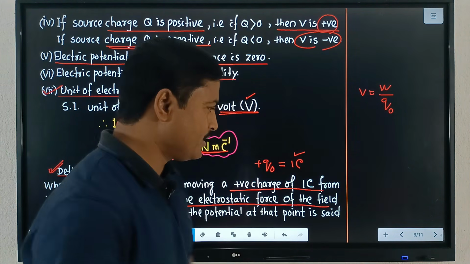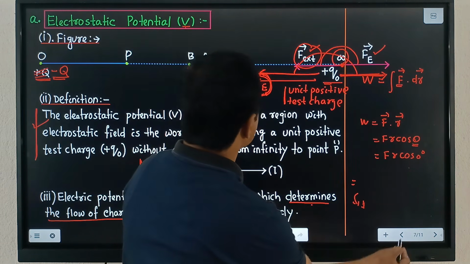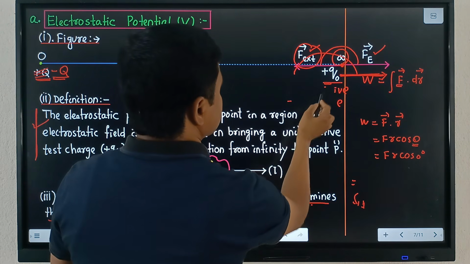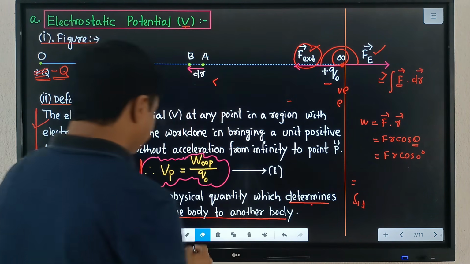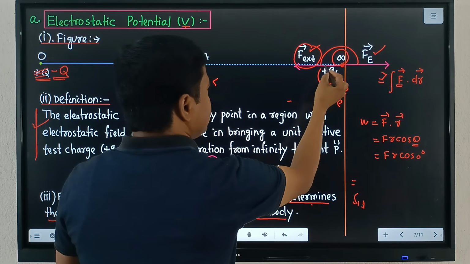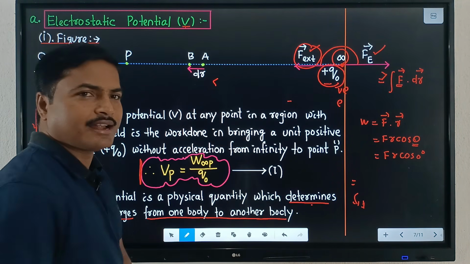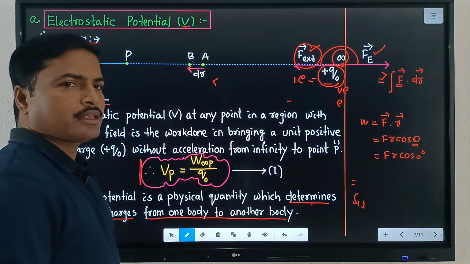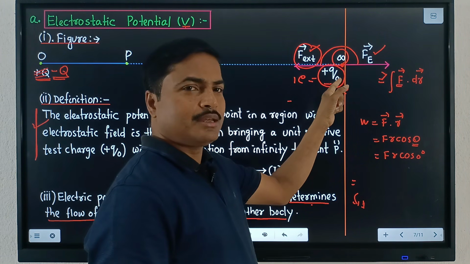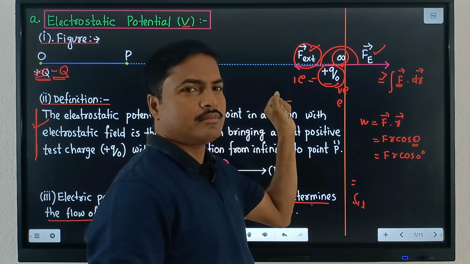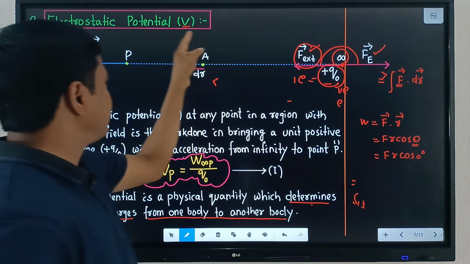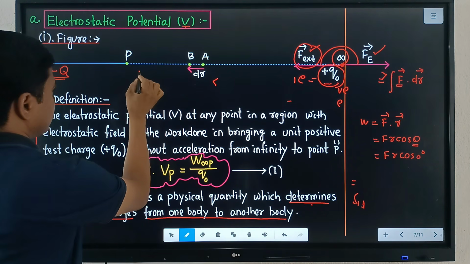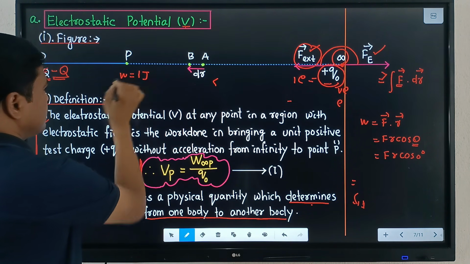That means simply look at the figure. Suppose a unit positive test charge is there initially at infinity. Its magnitude is equal to 1 coulomb. Then the unit positive test charge of magnitude 1 coulomb starts to move from infinity up to point P. Some work is done, and that work done is equal to, suppose, 1 joule.